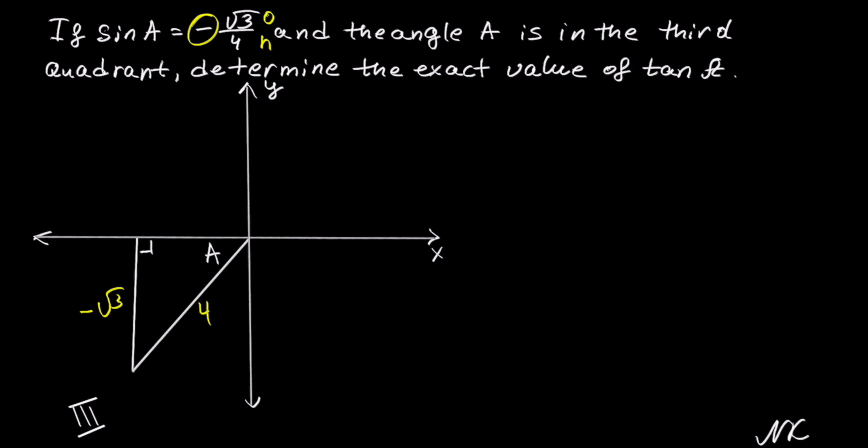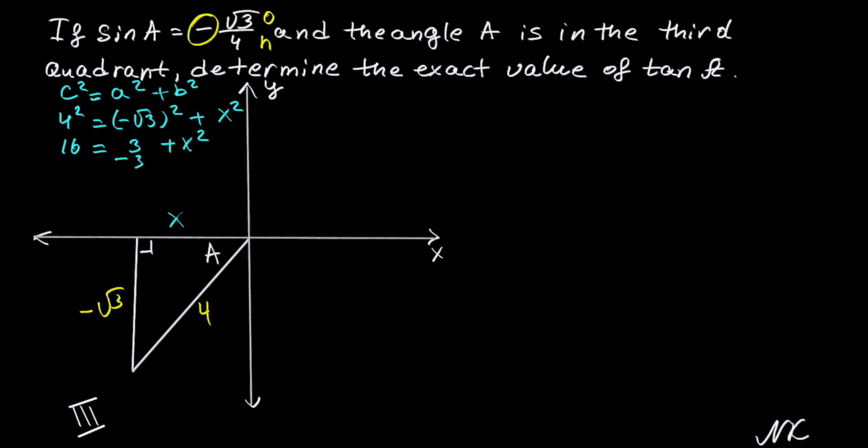The only thing that is left to calculate is the measure of the adjacent side, and we can do so using the Pythagorean Theorem of c squared equals a squared plus b squared. We have that hypotenuse is equal to 4, so 4 squared equals negative radical 3 to the second plus x to the second. 4 to the second is equal to 16 equals negative radical 3 times negative radical 3. We get a positive 3 plus x to the second.